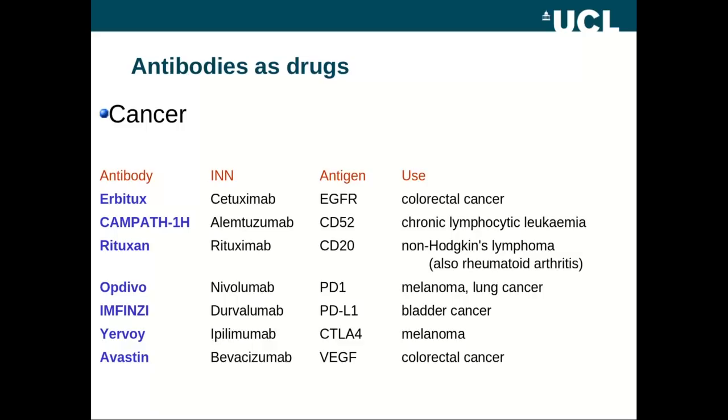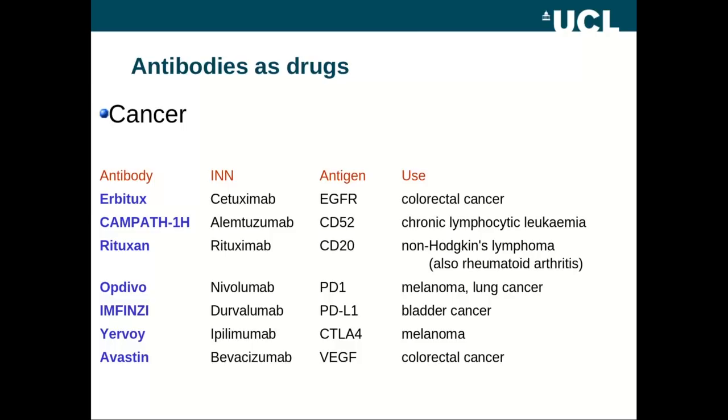The three mentioned just before here target programmed death receptor 1 or programmed death ligand 1 or CTLA4. Now these are all interesting antigens that are involved in tumours being able to escape the immune system. So by blocking these molecules, the immune system is more able to kill cancer cells.